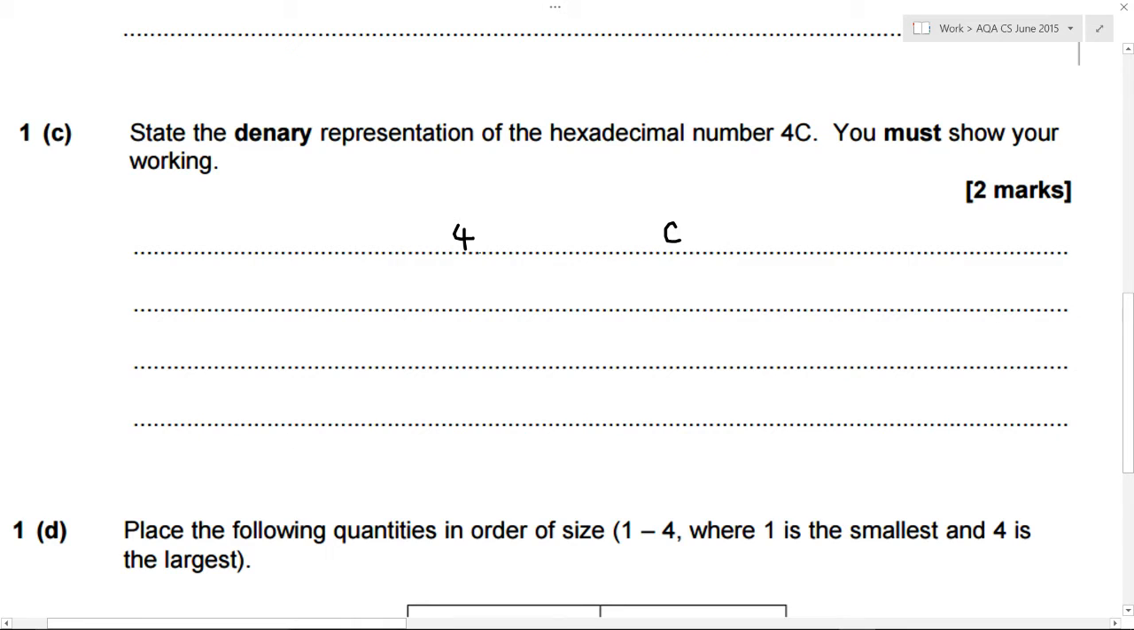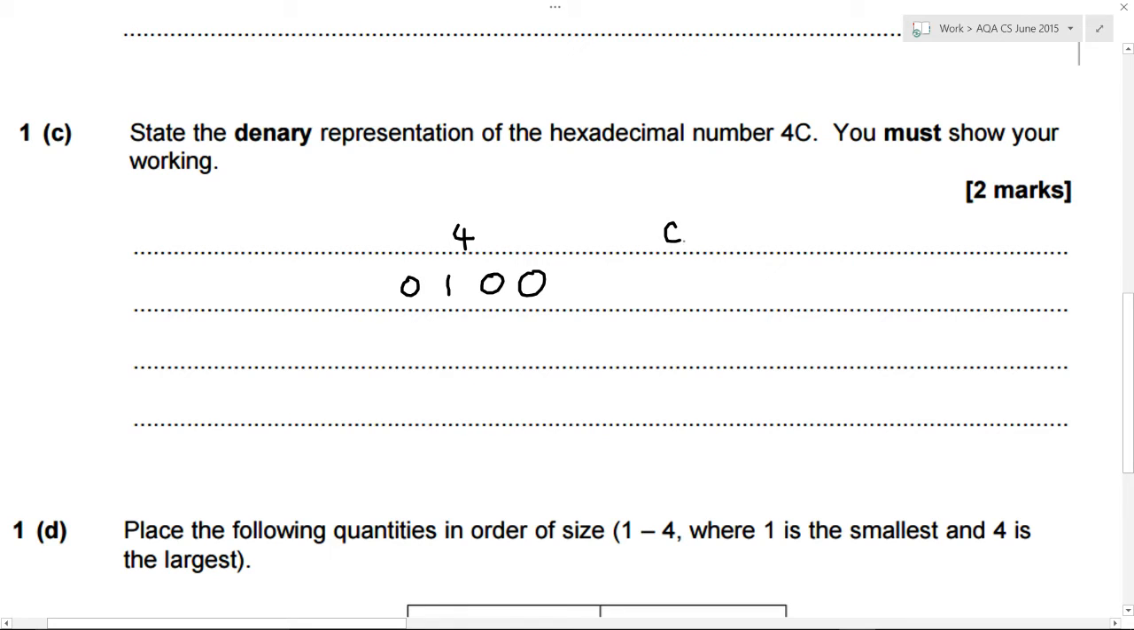So each character in hex is worth 4 bits. Remember, in a 4-bit number, the bit on the right is worth 1, and then 2, and then 4, and then 8. So we need to work out which of those numbers will add together to give a 4. We don't have an 8, so we'll put a 0 there. We do have a 4, so we'll put a 1 there. We don't need a 2, and we don't need a 1. So these numbers added together, 4 gives us a 4 here.